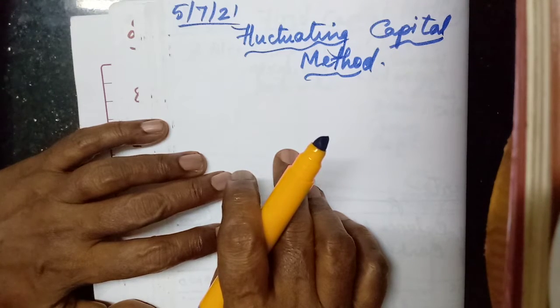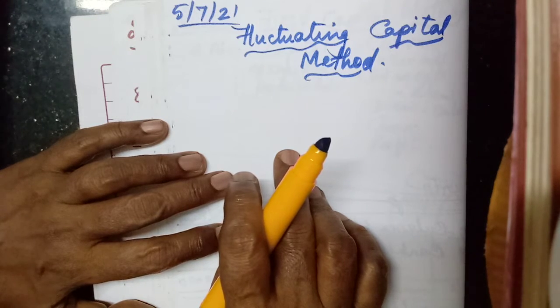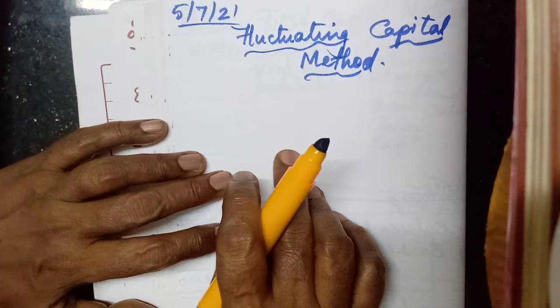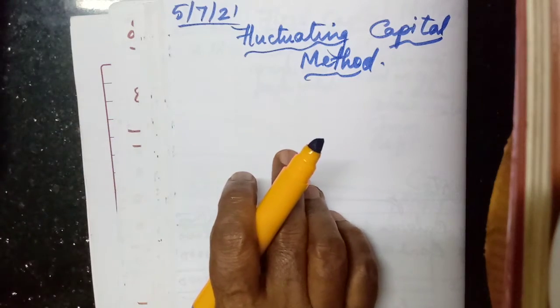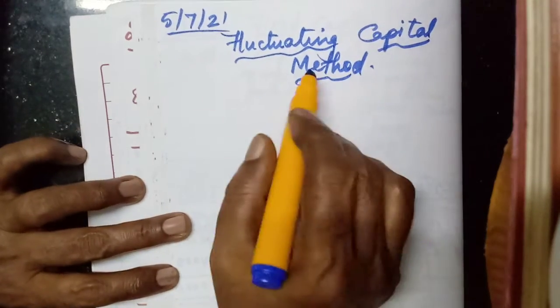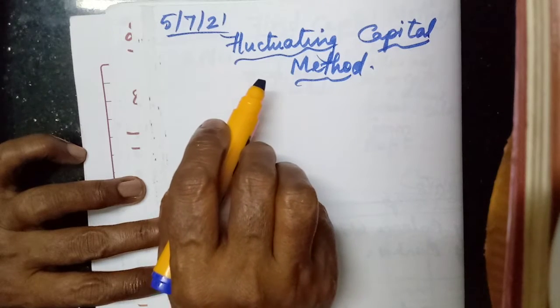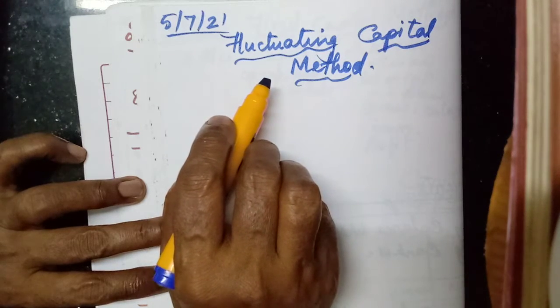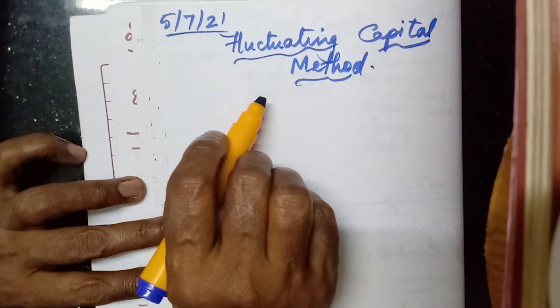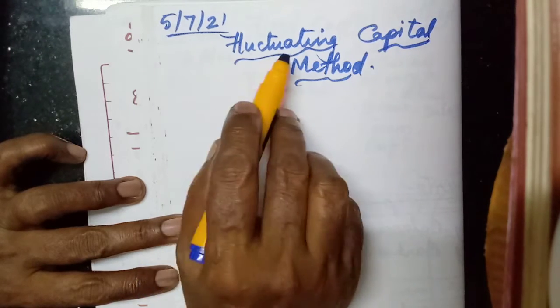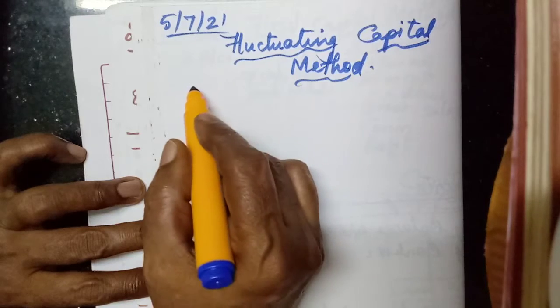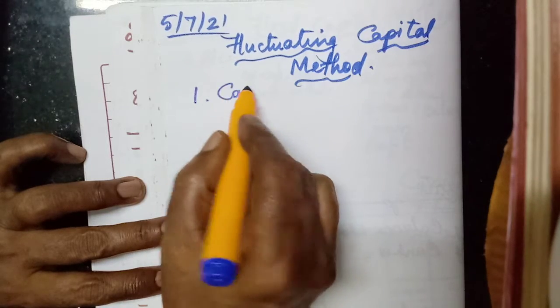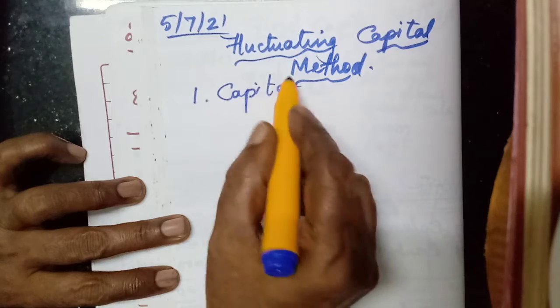Good. We are in the third lesson, isn't it? Partnership forms accounts. Here we have completed one method of maintaining capital accounts of partners, that is the fixed capital method. The next method, the second method, is the fluctuating capital method. In the fixed capital method, there are two accounts: one is the capital account, the other one is the current account. But in the fluctuating capital method, we have to prepare only one account, that is partners capital account only.